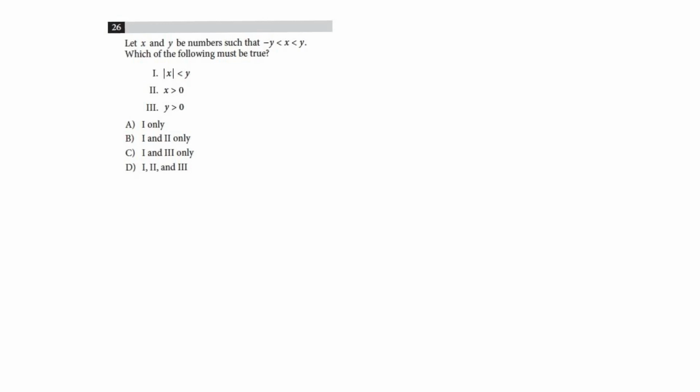So let's make a little model to think about this. I'm just going to use a number line. If I know that y is greater than x, and that negative of y is less than x, well, in between negative y and positive y, there must be a 0, right? So x is going to be somewhere in between this range.